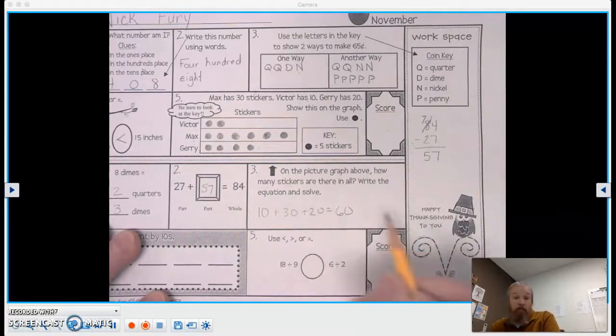So let's go. Double, 6, less than. Great job today.